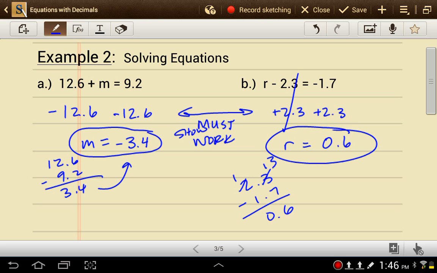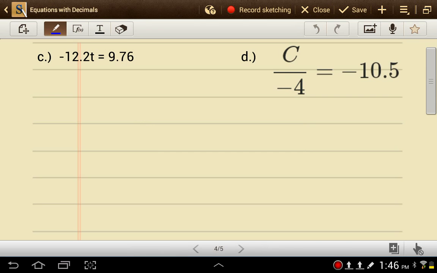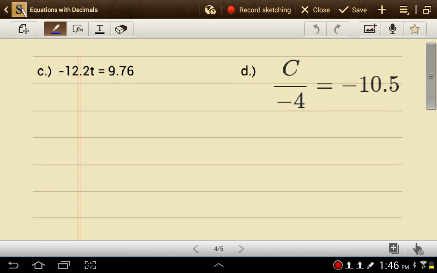Okay. If you are done, I'm going to move on, or if you need to pause, go ahead. And continuing, this is still example 2, solving equations.